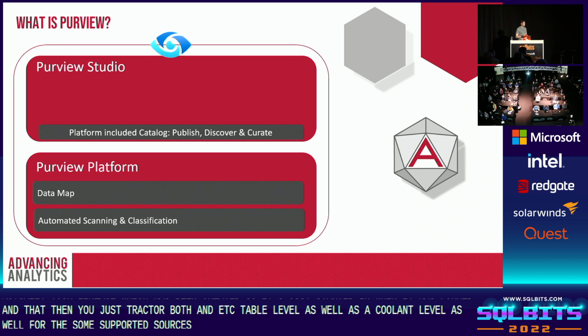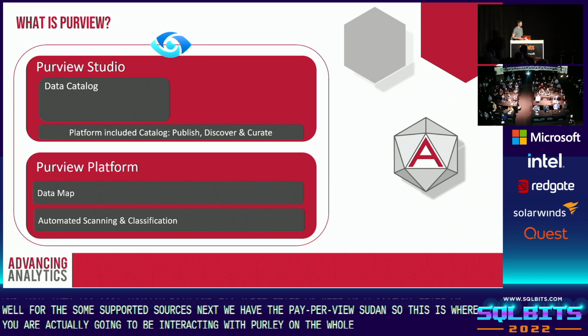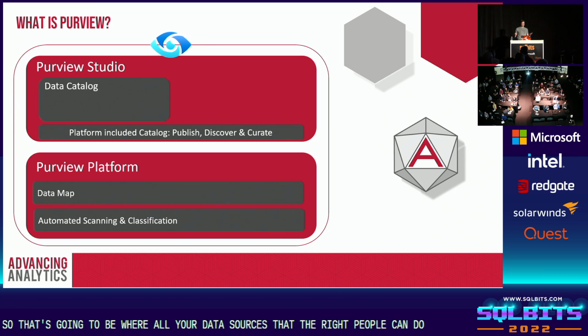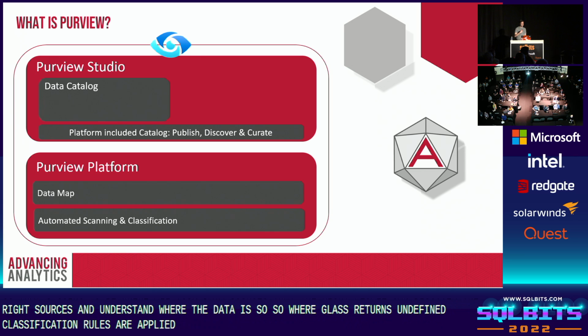Next, we have the Purview Studio. So this is where you're actually going to be interacting with Purview on the whole. The big part of it is the data catalog. So that's going to be where all your data sources are, so that the right people can discover the right sources and understand where the data is. It's also where glossary terms are defined, classification rules are applied, and any other classification labels as well.